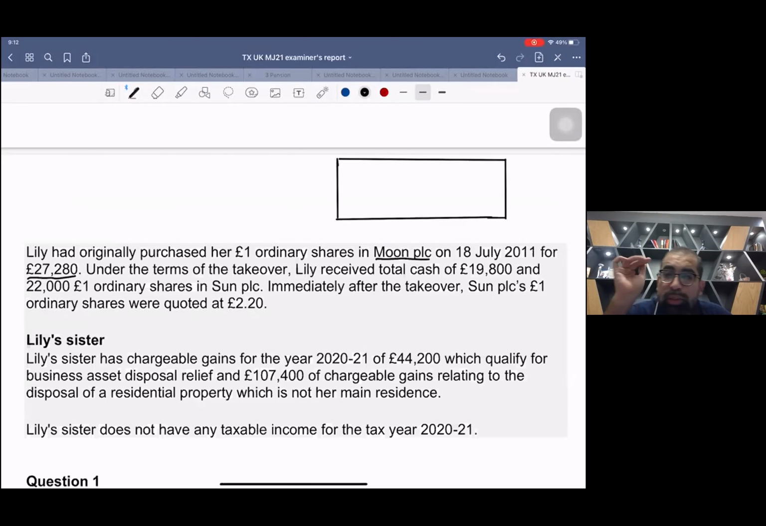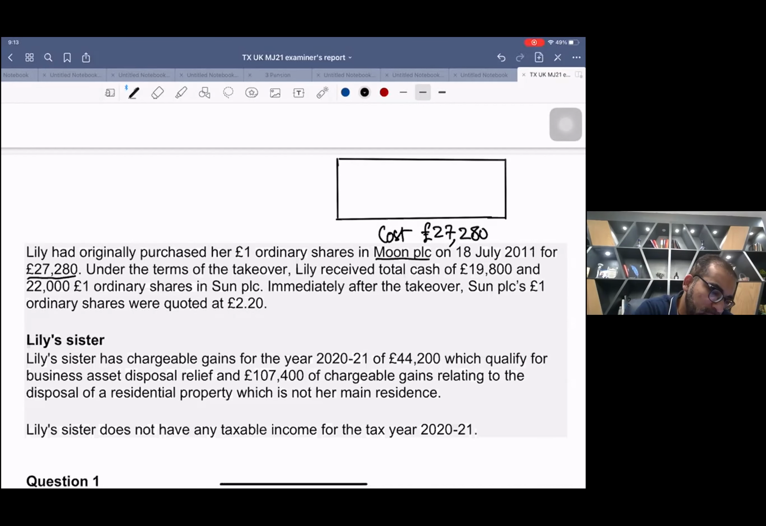Originally I had a full box of shares. And what was the cost? The cost of this box was 27,280. Now I gave away my box.